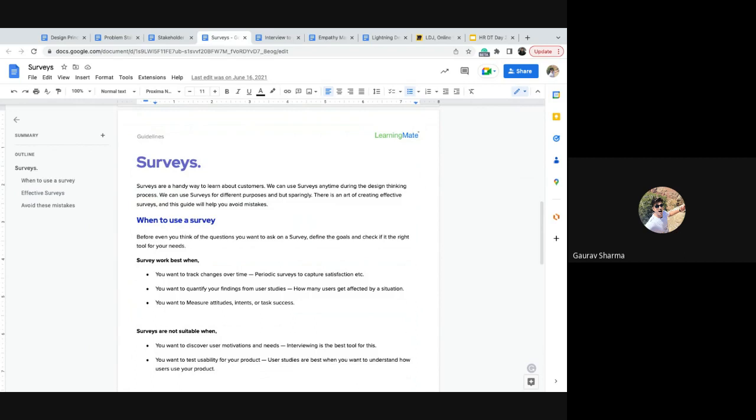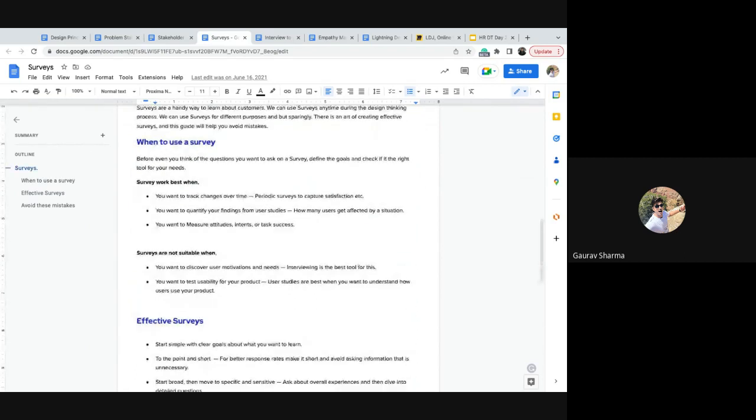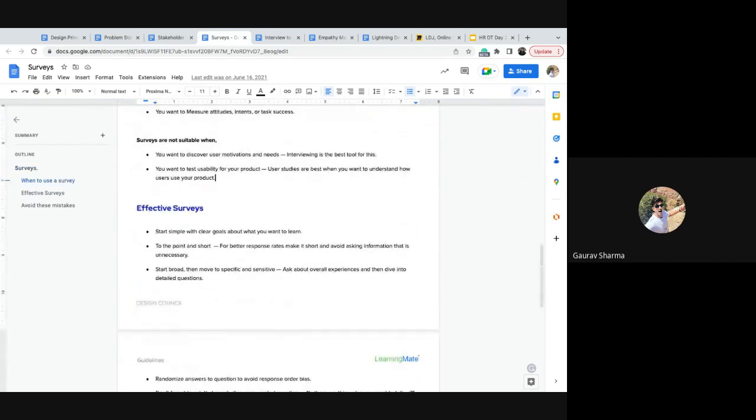Surveys could be a good tool to understand the usability of the product. Of course, there are certain other frameworks that could be applied on top of surveys, but the survey could be a mechanism to gather the usability feedback from people. Now, how do we create surveys, right?